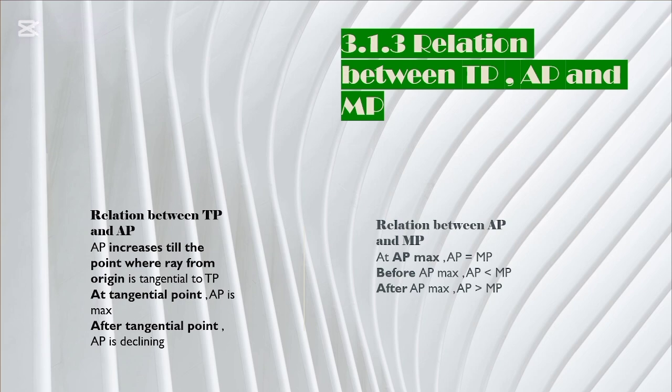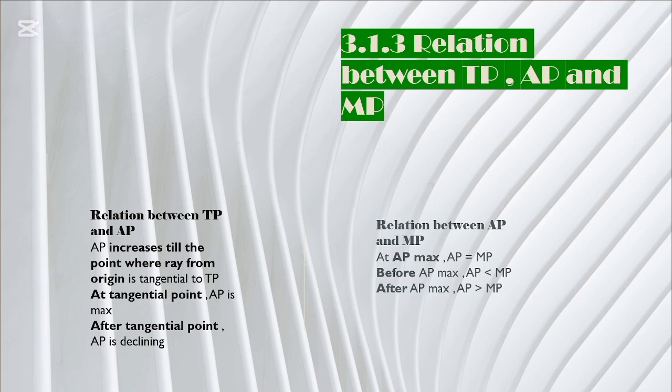Now let's talk about the relationship between AP and MP. At AP max, AP and MP become equal, but before AP max, AP is a lesser value than marginal product, and after AP max, the AP is a greater value than the marginal product.